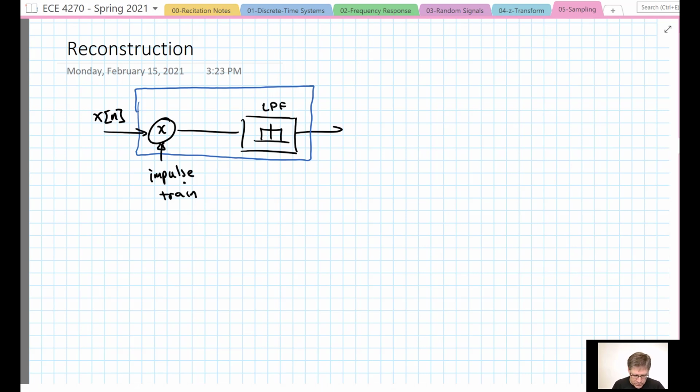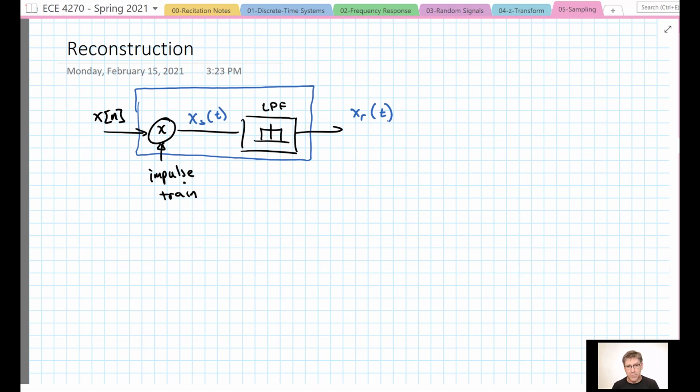In this case, we take x of n and we convert it back into the impulse train form. So we want to get back to xs of t that we had before. From there, we now have a continuous signal, and we can go back to our reconstructed signal. So I'm going to call that XR for reconstructed.